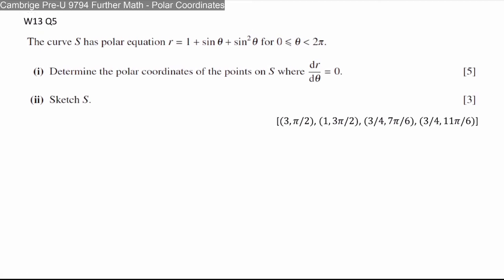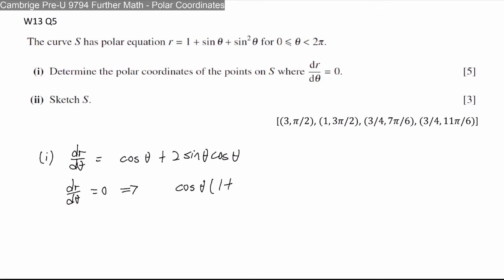For this question, winter 13, question 5. This curve S has the polar equation given by this. Determine the polar coordinates of the points on S where dr d theta is equal to 0. The direction is quite clear. We just need to find out what dr d theta is in this case. So dr d theta in this case is cos theta plus 2 sine theta cos theta. It should be very familiar to all of us how to differentiate this one. So equate this to 0. We can factorize out the cos theta, and we'll have 2 equations to solve.